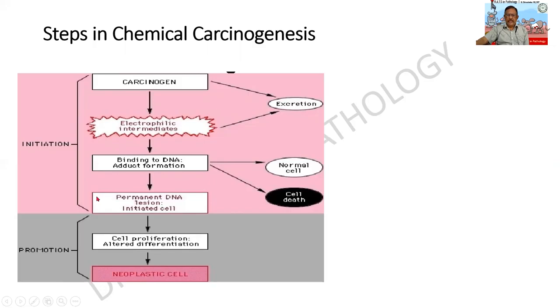This itself is not sufficient for malignancy. It will be acted upon by another agent called the promoter, and the process is called promotion. And there is an altered cellular proliferation. Finally, there is the development of a neoplasm or new growth. These are the steps in carcinogenesis. Kindly learn it by heart. Take notes of my class.